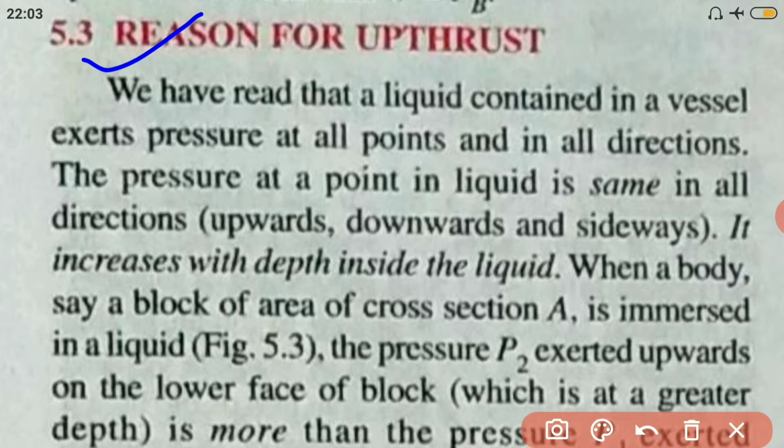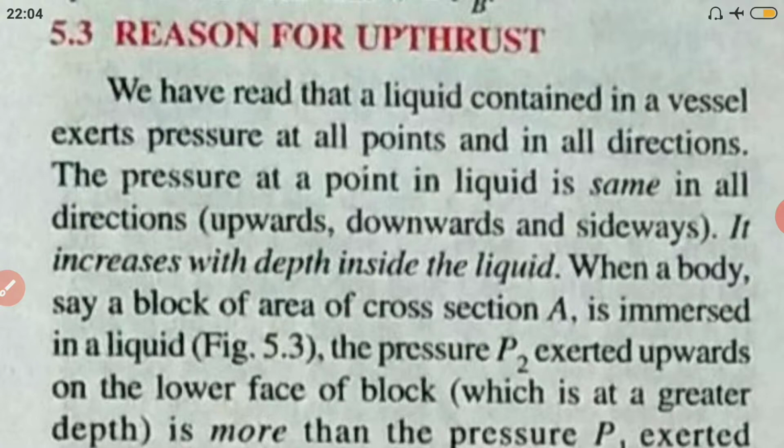Now we have read that a liquid contained in a vessel exerts pressure at all points in all directions. The pressure given by the liquid is equal in all directions for a given point. The pressure at a point in a liquid is the same in all directions, upwards, downwards, sideways, which you have done in the previous chapter, chapter number 4. It increases with the depth inside the liquid. As the object goes down in the liquid, the pressure increases.